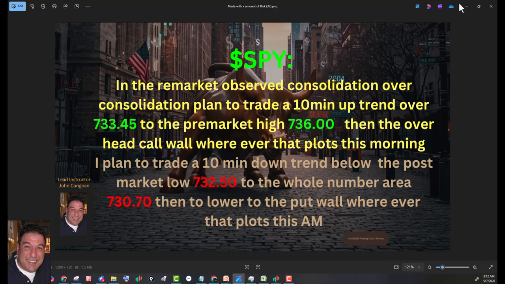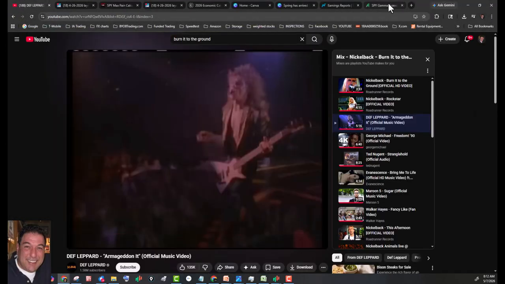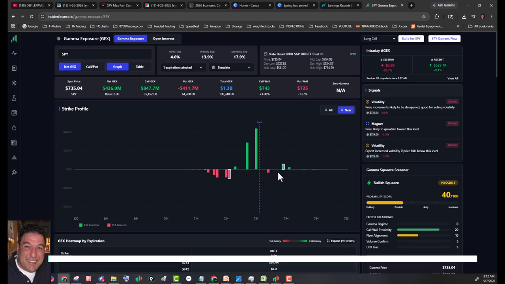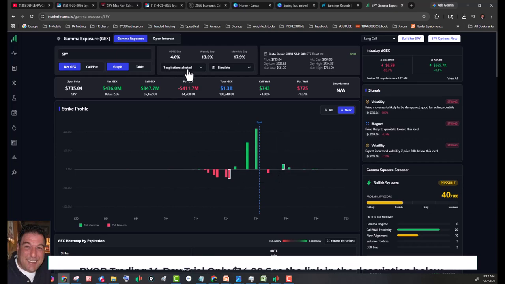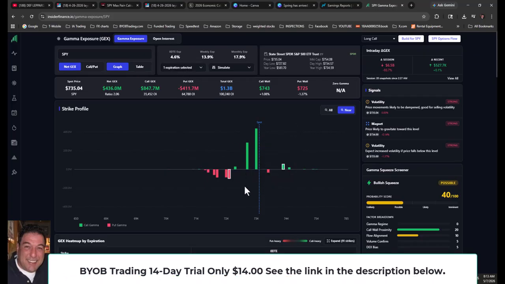So we can go take a peek at the put wall. Currently the put wall, right here, is at 725. This will all change. The call wall, which is right here, is currently at 743. So we'll see what happens. I don't know where these are going to plot once the market opens, and this is just for today's expiration on the gamma exposure. So we'll see what happens. That's where we're at right now.